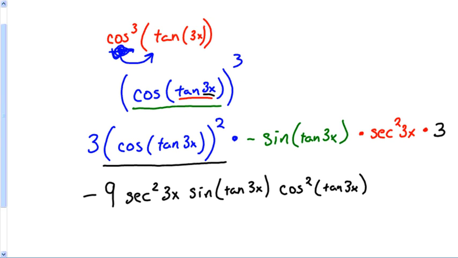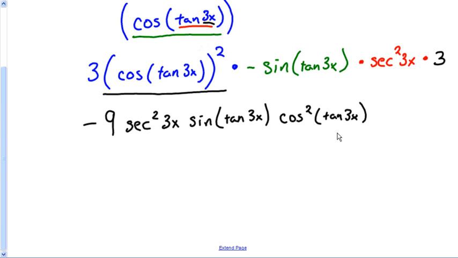So anyway, I'm looking to see if I can reduce anything. And as a matter of fact, I see something very neat staring at me in this one. You gotta remember something. Secant square of 3x. Oh my goodness. Secant square of 3x. Wait a second. That's the same thing as 1 over cosine square of 3x.